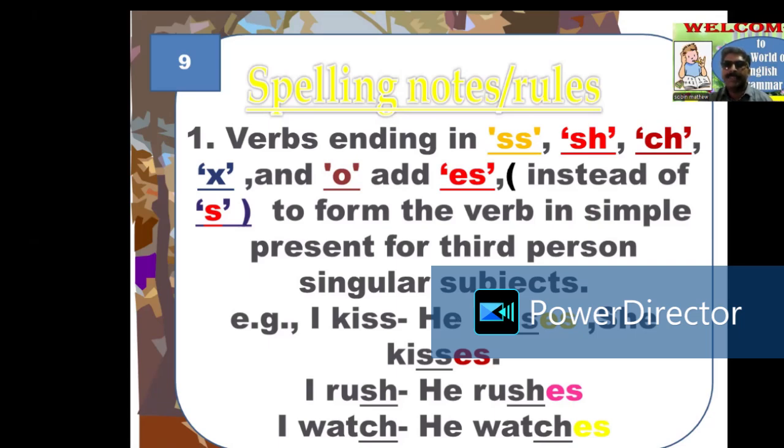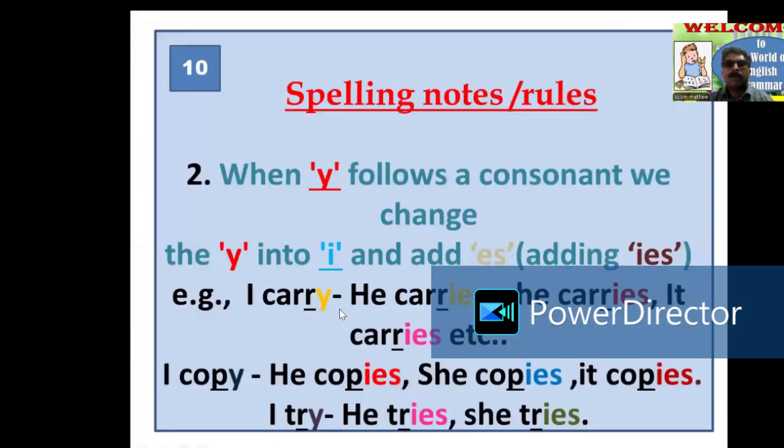Verbs ending in SS, SH, CH, X, and O add an ES with the verb to form it into simple present for third person singular subjects. We shall move to the next spelling rule. The second spelling rule: when Y follows a consonant, we change the Y into I and add an ES with the base form of the verb.